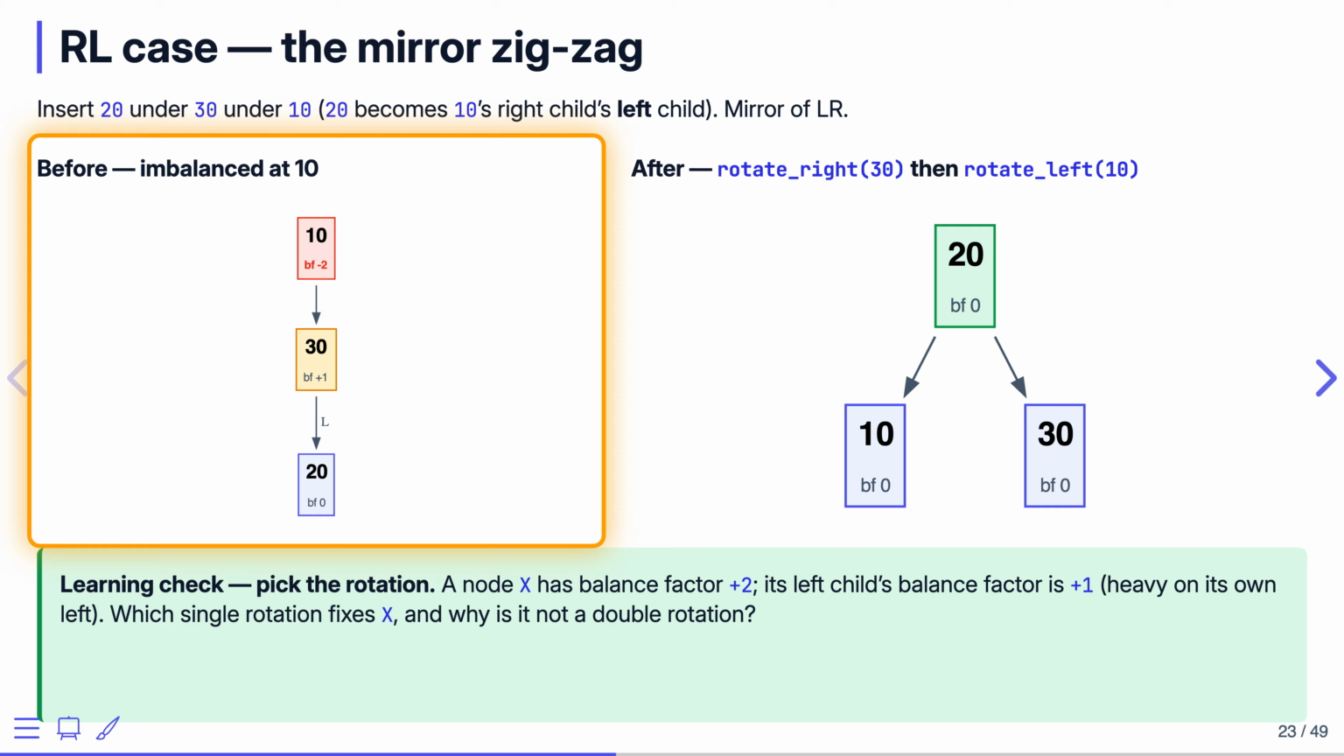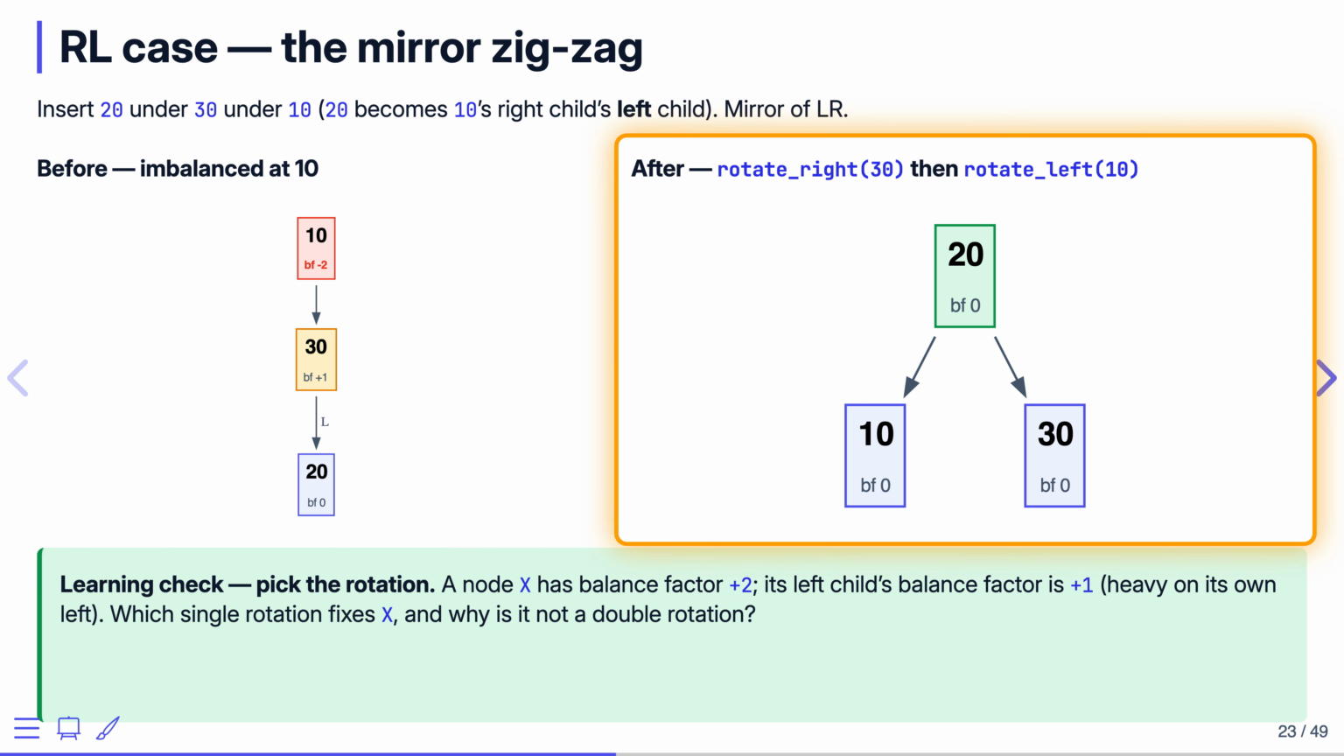10 sits at the top with balance factor -2. 30 is its right child, but 20 hangs off 30's left side. That bend from right then left is the zigzag. The right figure shows the result of 2 rotations.